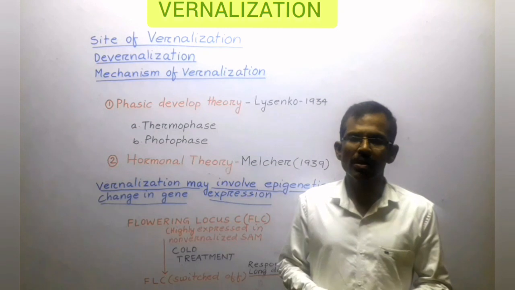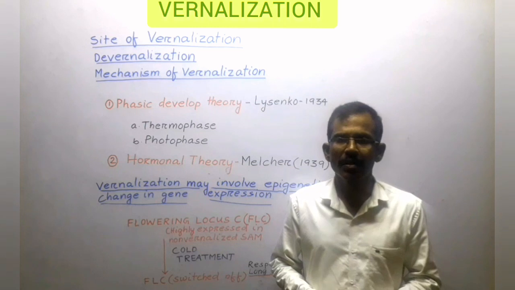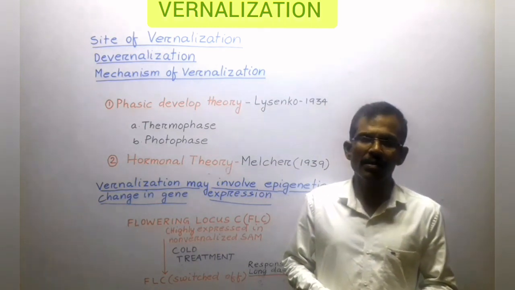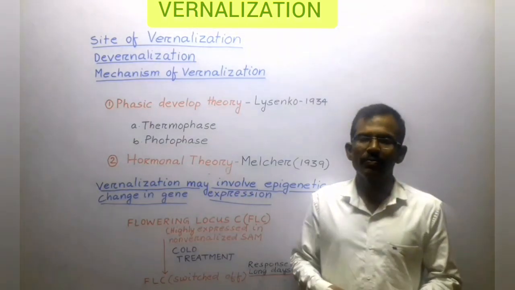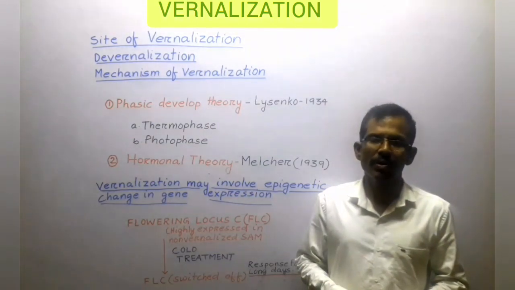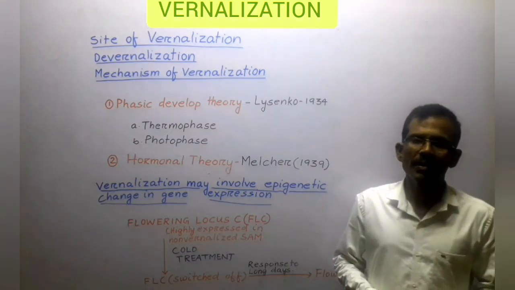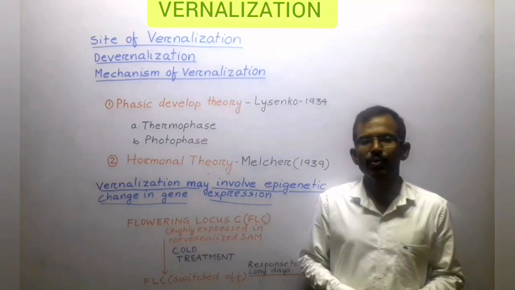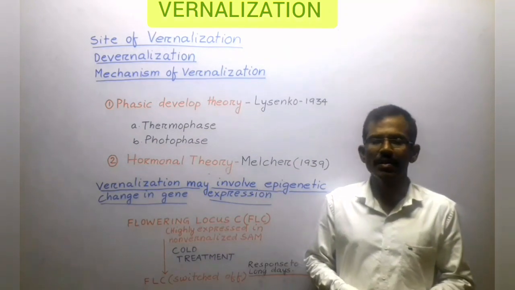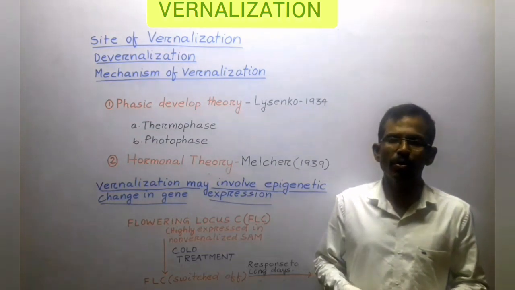Next, devernalization. Vernalization can be lost if followed by certain conditions such as high temperature. This loss of vernalization is known as devernalization. The effective temperature range for devernalization is from 25 to 40 degrees centigrade. In case of winter rye, it is about 30 degrees centigrade. In few cases, revernalization can also occur if followed by another exposure to low temperature.